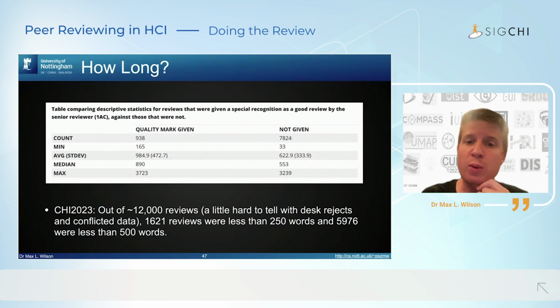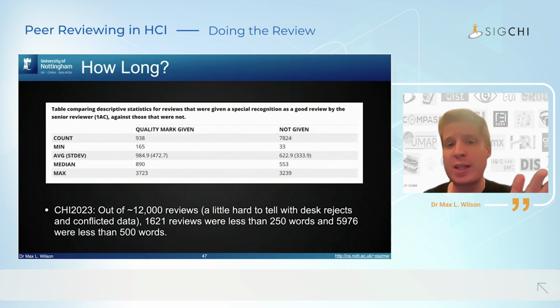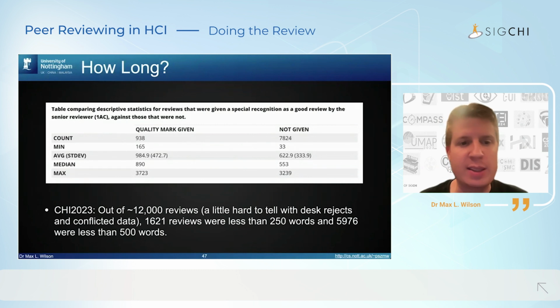For the reviews that were not given a recommendation for good quality, they span all the way down to only 33 words for a review, which is definitely not enough to provide good quality feedback to people. The average was more like 550 or 600, which is less detail. We did get some that were still several thousand words, but ultimately what I'm saying here is you want to have lots of detail, lots of reflection in your review, and they should be by nature relatively long.